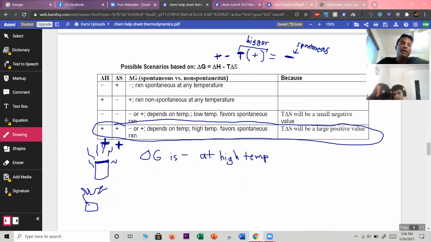Tell me everything about this reaction. It is negative H. It is getting messier. So delta S is positive. Which row does that match up with? The first one. Okay, so copy this down. Spontaneous at any temperature. So it really doesn't matter if you do this at freezing temperature or super hot temperatures. This is always spontaneous.